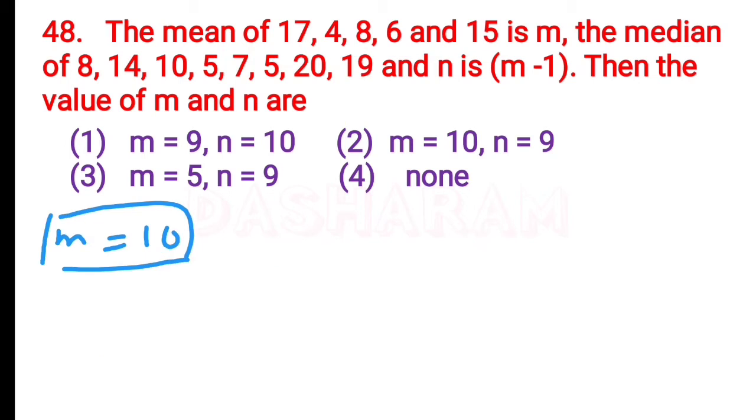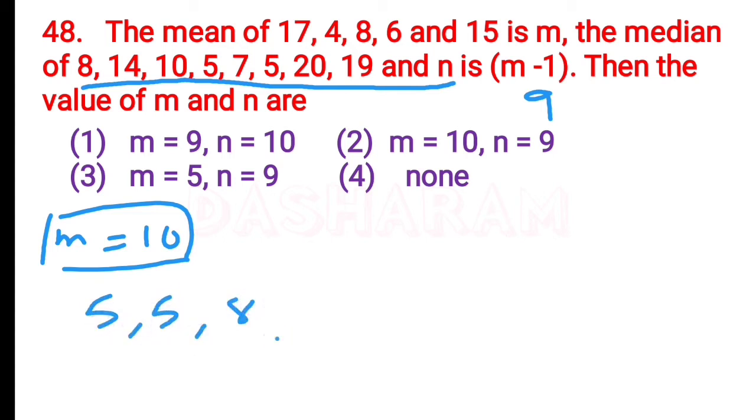Next, the median of these observations is m minus 1. The m value we already found is 10, and 10 minus 1 is 9. So the median of these observations is 9. But let's find the n value. Let's arrange all the observations in ascending order, then we can find the median. What is the first number? The smallest is 5, repeated 2 times. After 5 comes 7, and 8 is also there.